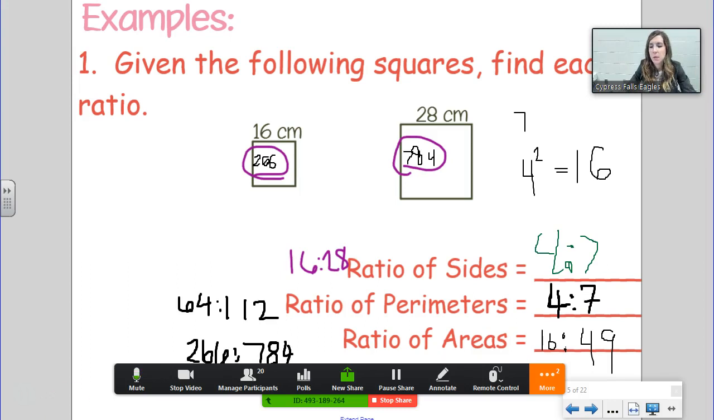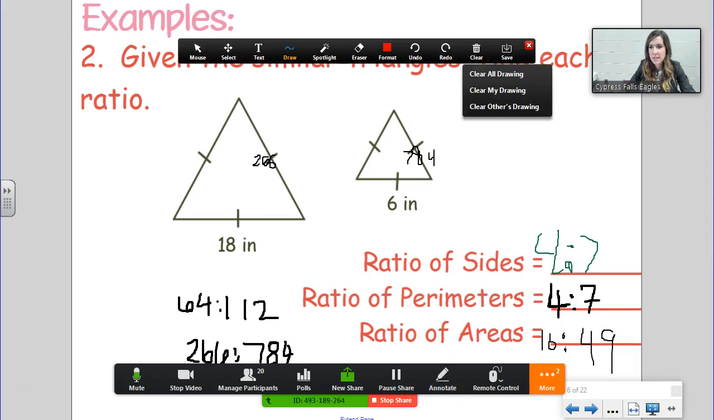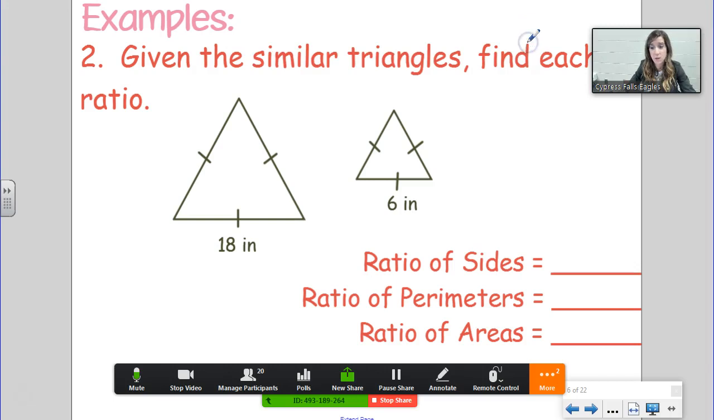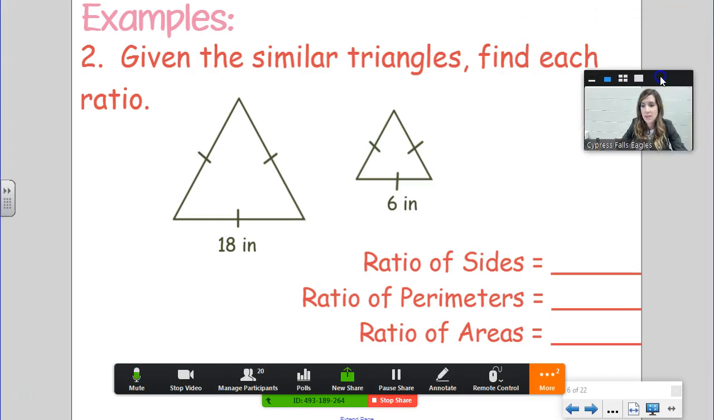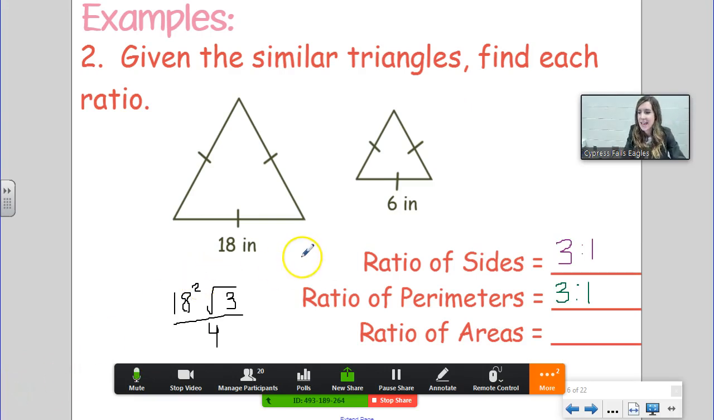Okay, that was our first case study. We studied some squares. Now let's study some triangles. Sometimes things are a coincidence and sometimes things are a rule. We want to see if that was a coincidence or a rule. So do the same thing with these triangles. Find the ratio of the sides, the ratio of the perimeters, the ratio of the areas. Go. All right, so ratio of the sides, 18 to 6. Notice our units always cancel. 18 inches to 6 inches, the inches divided by inches is gone. Ratios never have units. So 3 to 1, very good.